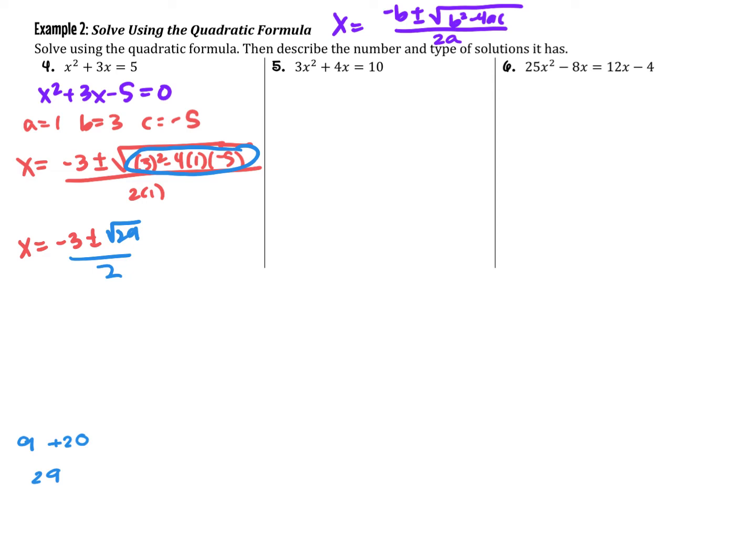Now, if the square root of 29 simplifies, I need to make sure that I do that, but 29 is a prime number. So I'm going to put set notation around my final answer, and I'm done.